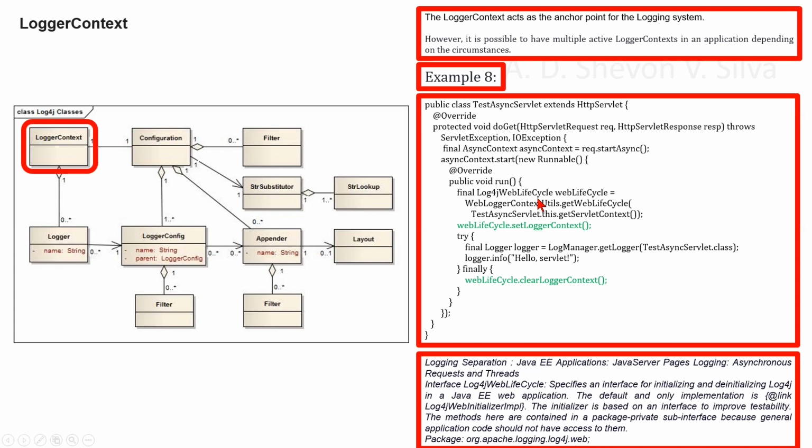org.apache.logging.log4j.web. Here the method void setLoggerContext sets the logger context so that the code executing afterwards can easily and quickly access loggers via LogManager.getLogger, and here the void clearLoggerContext method clears the logger context set up in setLoggerContext.